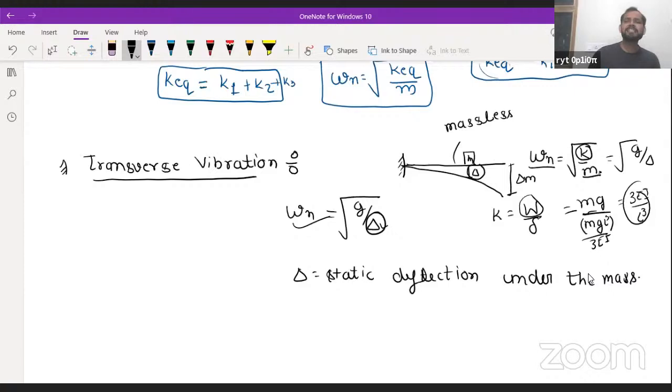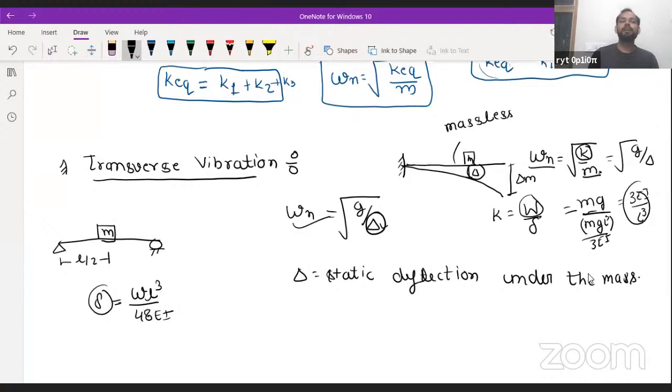Now the question may be asked from the cantilever, or from the simply supported beam. So let us assume the mass is placed here. If the mass is centrally placed, what is the deflection? As you know, in this condition the deflection is nothing but WL cube by 48EI. E will be given to you, I you can calculate. When you calculate the delta and put it in this formula, you will get the natural frequency. In this way, you can calculate the natural frequency of any system. And here the concept of single degree of freedom is over. If you have any doubt, you can ask. Otherwise, we will solve the problem.